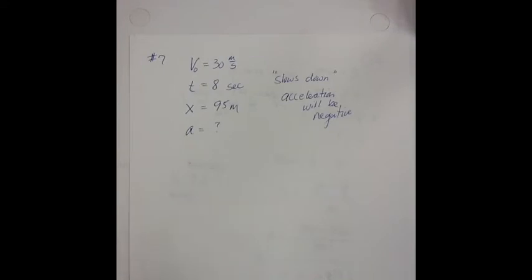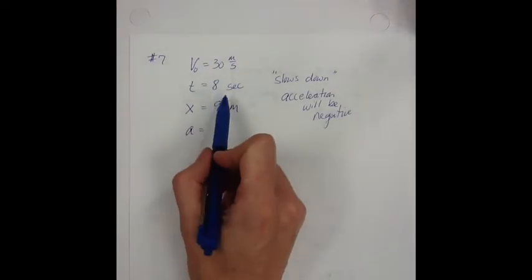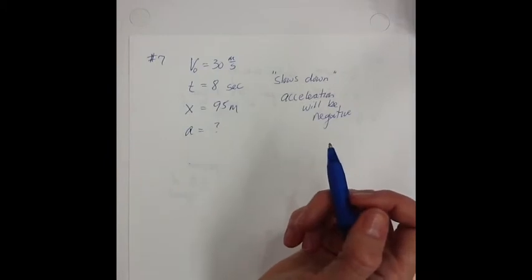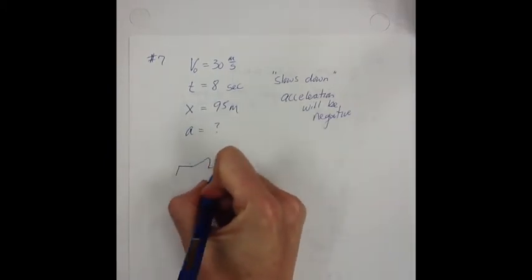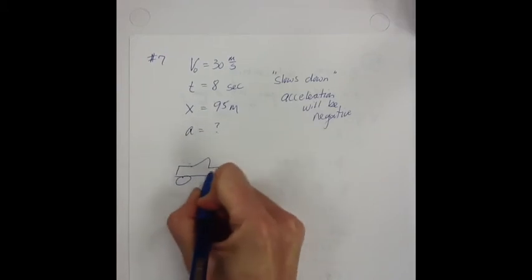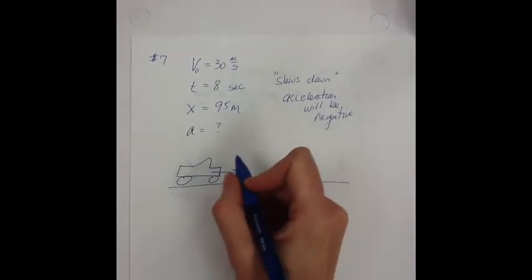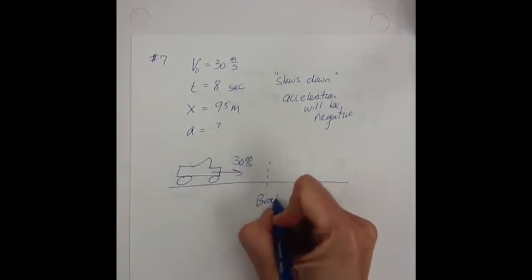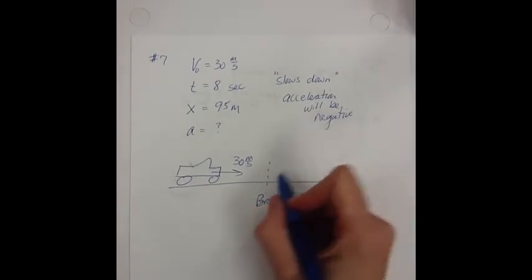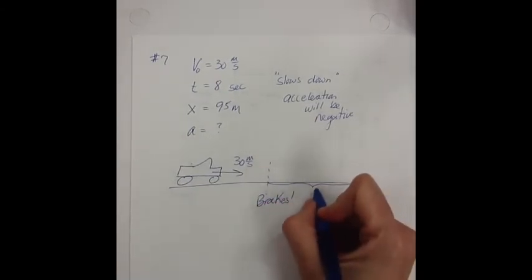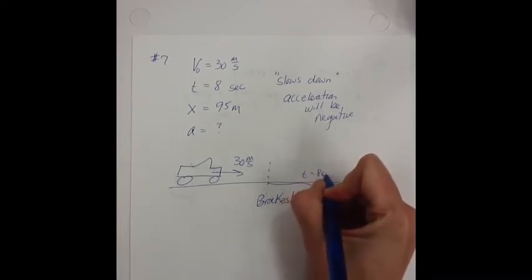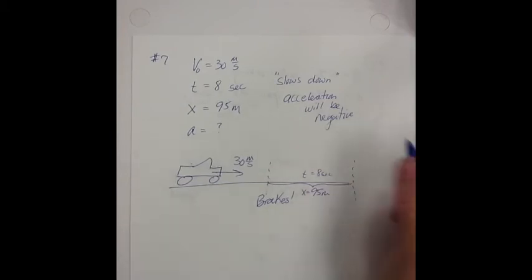Okay, this is number 7. And number 7 says a car has an initial velocity of 30 meters per second, and then you hit the brakes. You slow down for a total of 8 seconds, and in that 8 seconds, you travel 95 meters. So it would look something like this. You've got your fancy schmancy car, you're driving along, and you're going 30 meters per second, and then all of a sudden, boom, you start to slow down, you hit your brakes, and for a total of 95 meters, which takes a time of 8 seconds, your car slows down.